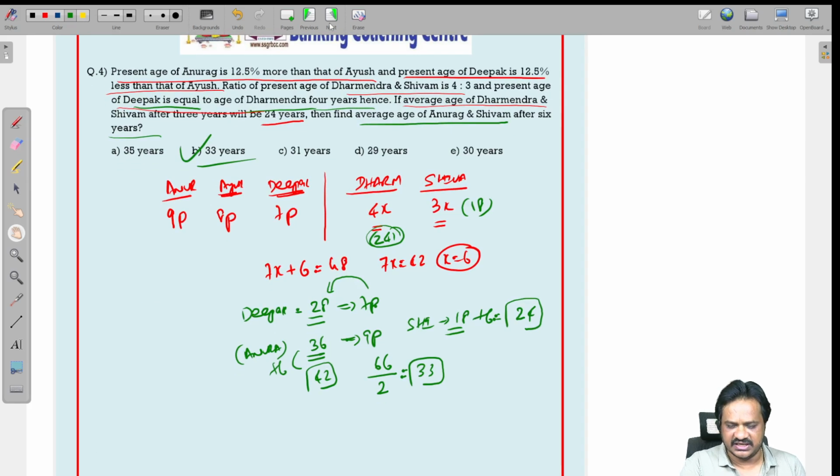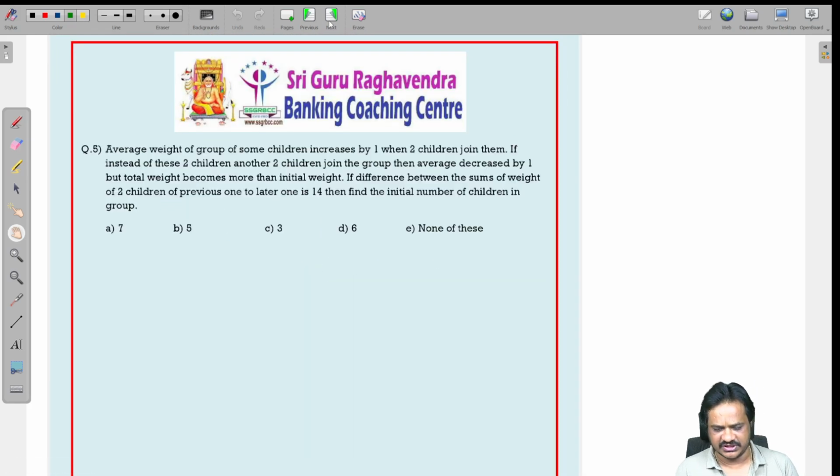Let us see the next question, fifth question. The average weight of a group of some children increases by 1 when 2 children join the group. If instead of these 2 children, another 2 children join the group, then the weight is decreased by 1, but total weight becomes more than the initial weight. If the difference between the sum of the weights of the 2 children of the previous one to the latter one is 14, then find the initial number of children in the group.